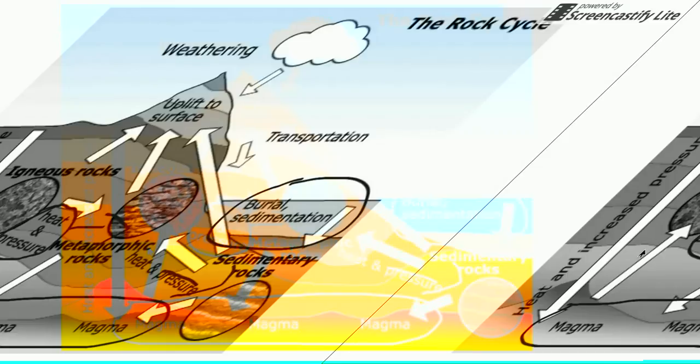Go ahead and move on to your worksheet. You have both a word find as well as a rock cycle comic strip to fill out. Once you're done, complete your exit ticket.